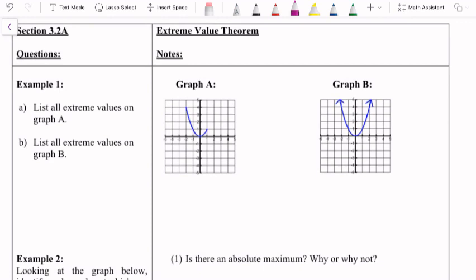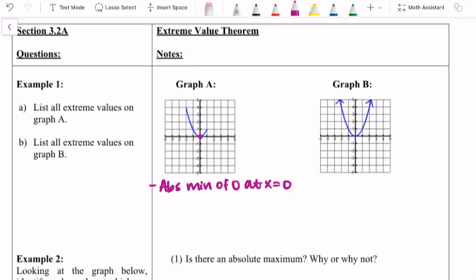Okay, welcome back. All right, so let's see what we have. Looking at graph A, I see here that we probably have some sort of minimum value at x equals 0. If I'm looking at this graph, that seems to be the lowest point on this graph, so I'm going to say that we have an absolute min. And let's say what that minimum value is. That's an absolute minimum of 0, and it occurs at x equals 0.